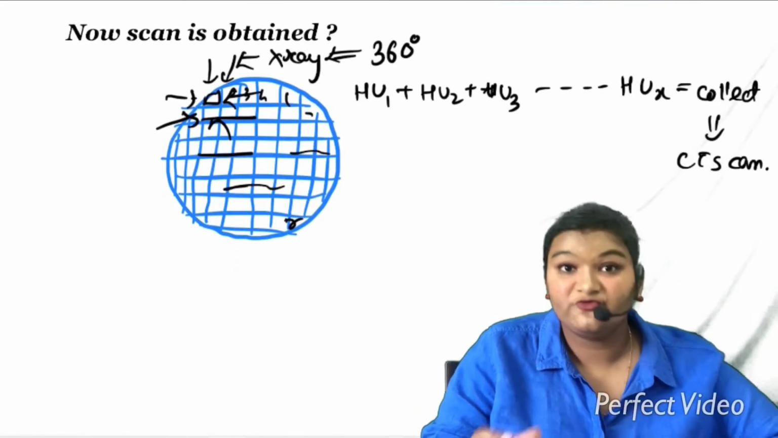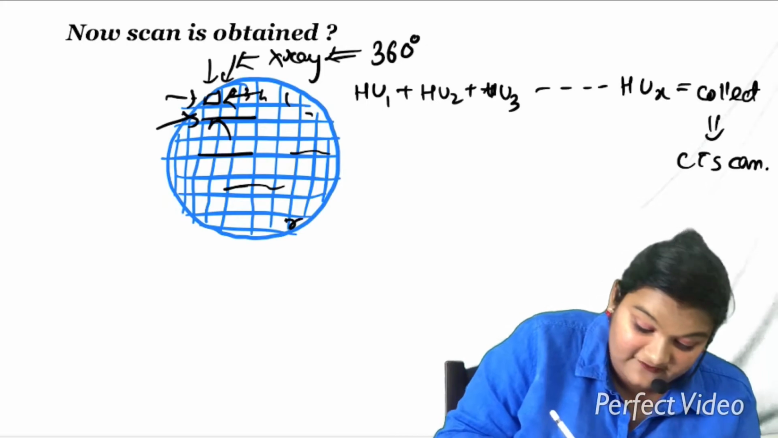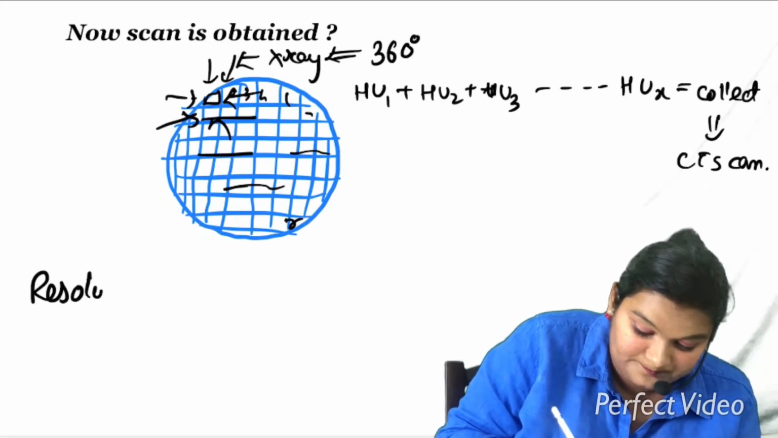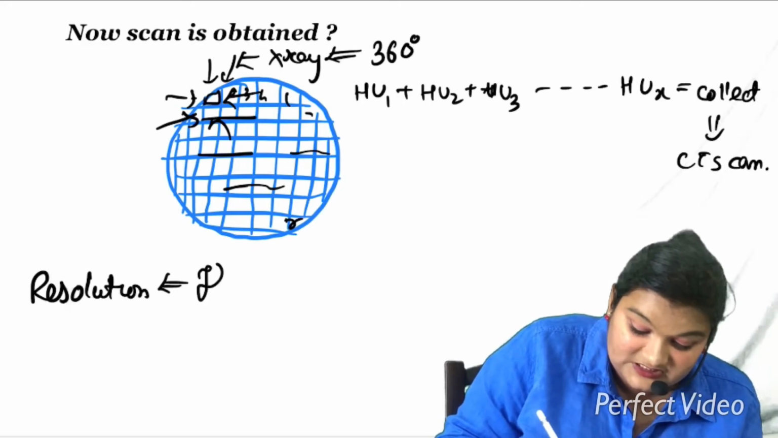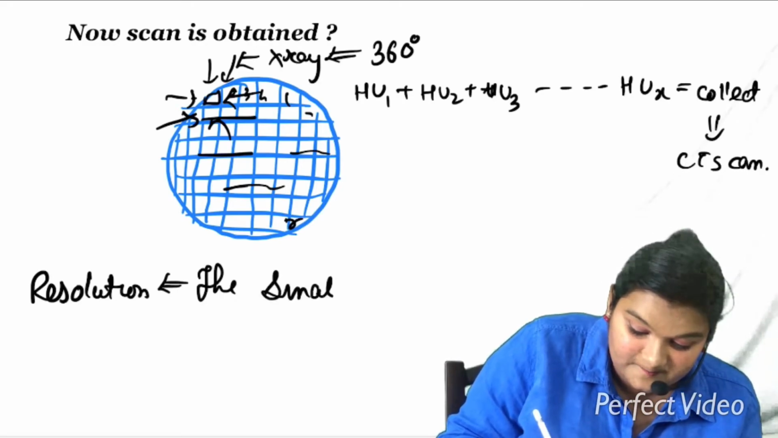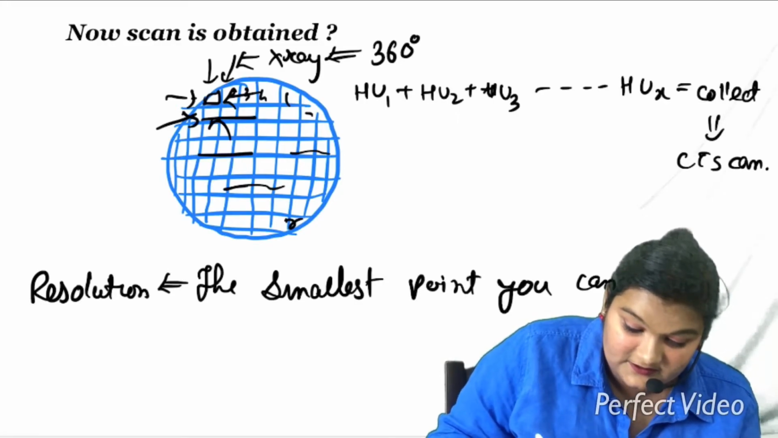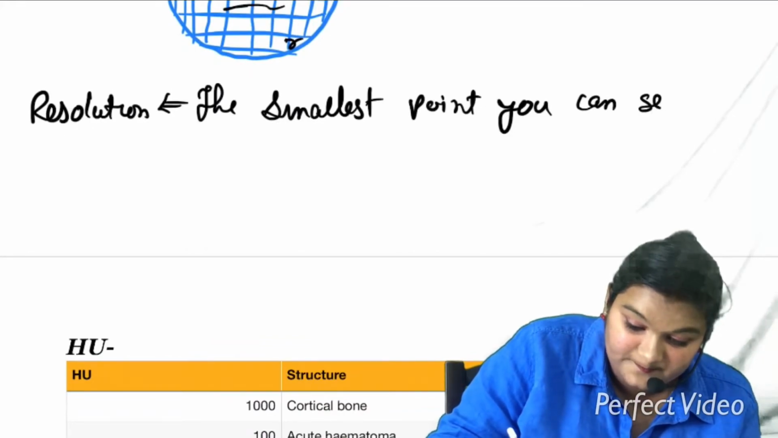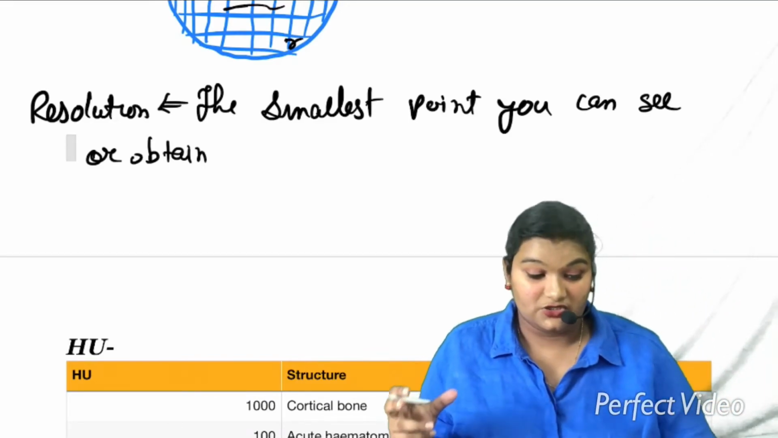Now before moving forward, I want you to understand the definition of resolution. Okay. So what is resolution? Resolution means the smallest point you can see or obtain. You call it resolution.